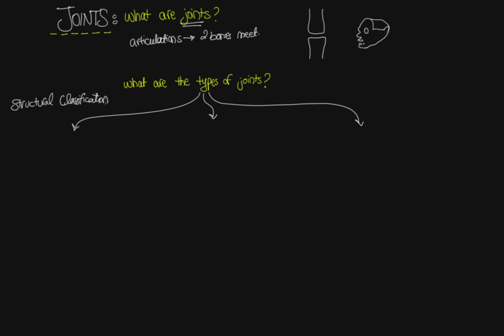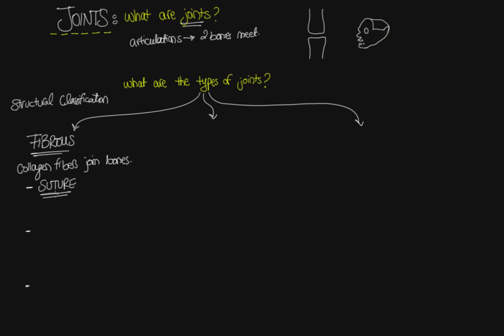And the first type of structural classification of joints is what we call the fibrous. Okay. Now, when we say a fibrous joint, this means that the bones at that articulation site or at that joint are bound together by collagen fibers. So collagen fibers join the bones. So there are three types of fibrous joints. The first one is what we call a suture.